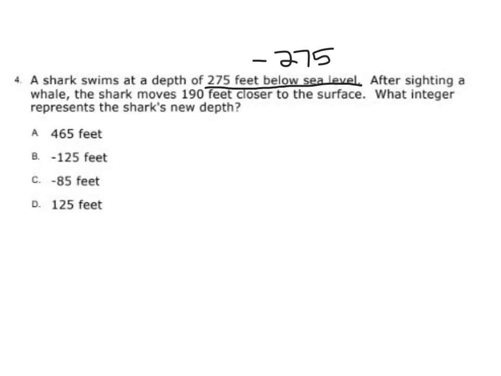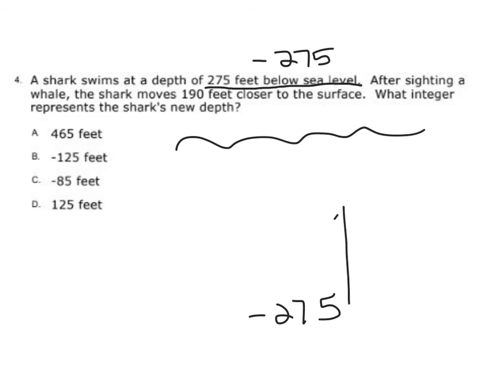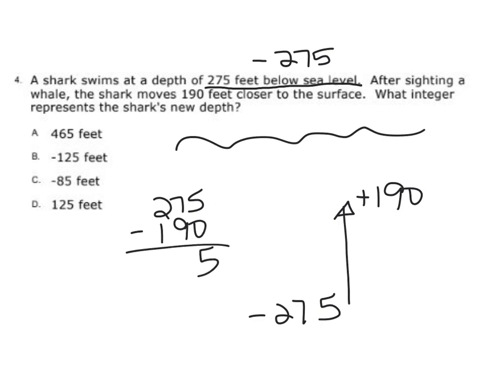After sighting a whale, the shark moves 190 feet closer to the surface. So this is the surface, and the shark actually is at 275 feet. When they say closer to the surface, that means it goes up. So it went up 190 feet. So we're not going to be able to draw this, but I know because I have a positive and negative, I'm going to subtract. So 275 minus 190. So that's 5.